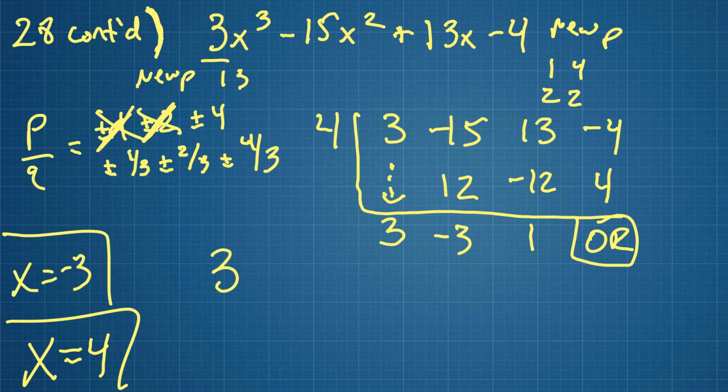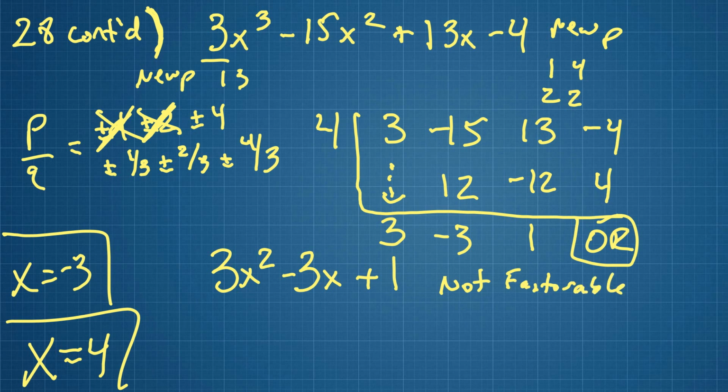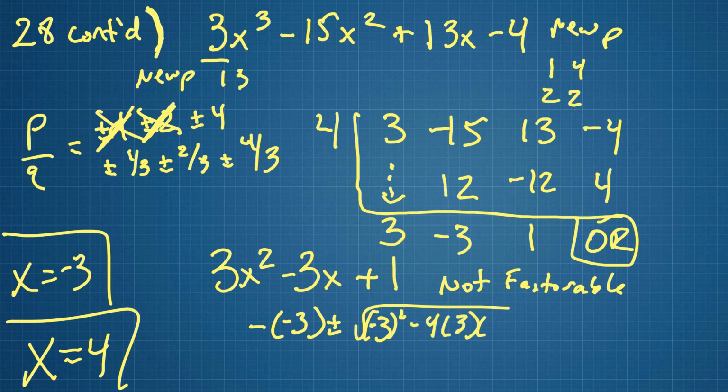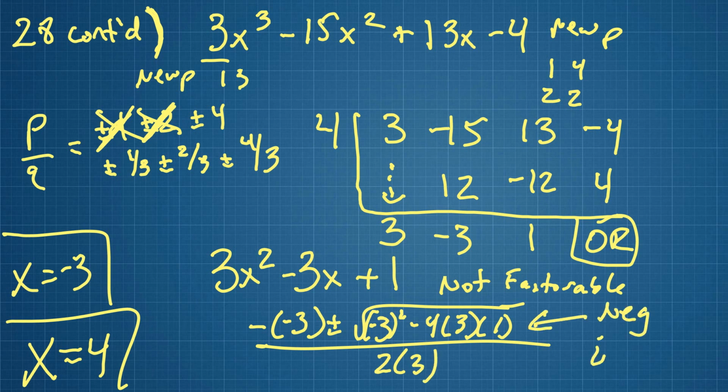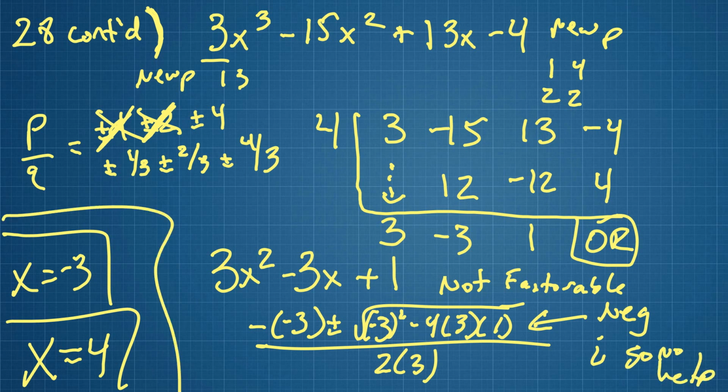Now my new answer is 3x squared minus 3x plus 1. It is not factorable. So I have to use the quadratic formula. So I said the opposite of -3 plus or minus -3 squared, minus 4 times a, which is 3, times c, which is 1, all over 2 times 3. That is negative, which means an i will show up, so no help. These are my only 2 answers, right there.